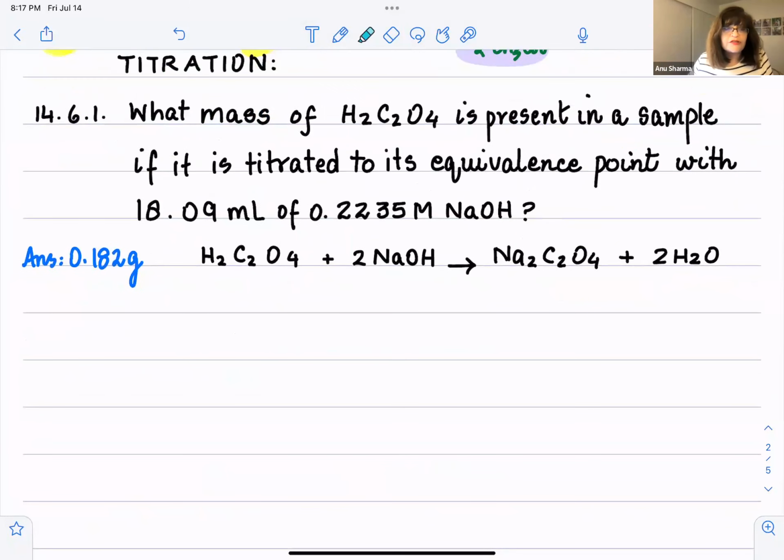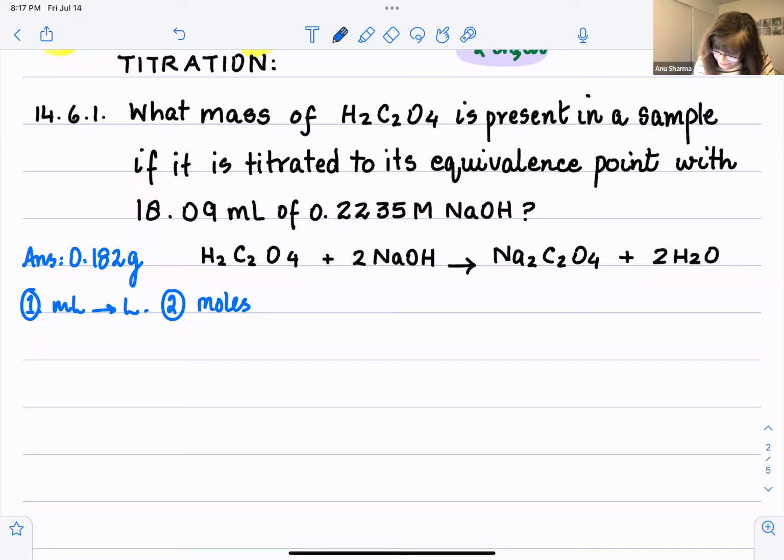Next are the problems, titration. Here, there's a step to it for the titration. So always, first thing first, let's write down: always convert the milliliters to liters, always. So this is the first step. The second step is always find the moles of whatever entity you are given.